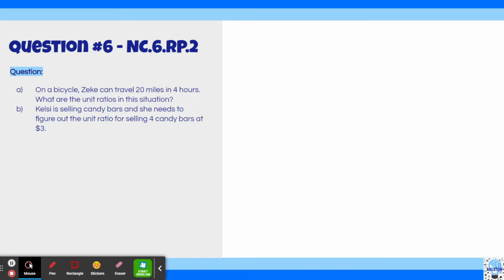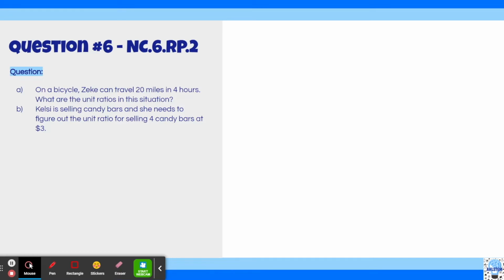So problem A: on a bicycle, Zeke can travel 20 miles in 4 hours. What are the unit ratios in this situation? Recall the processes that we used in the previous problems to help you with this one. Okay, and problem B: Kelsey is selling candy bars and she needs to figure out the unit ratio for selling 4 candy bars at $3. Recall the unit ratio practice that we did a couple problems earlier.